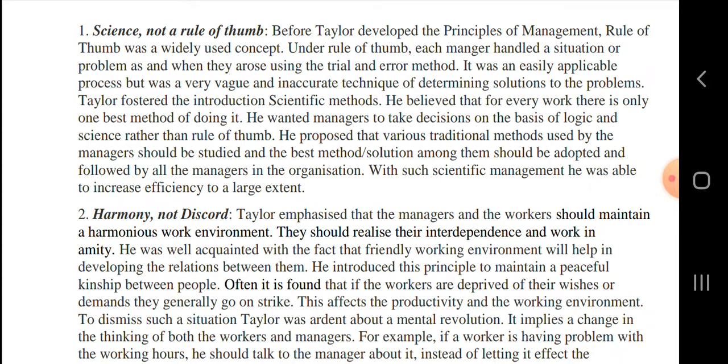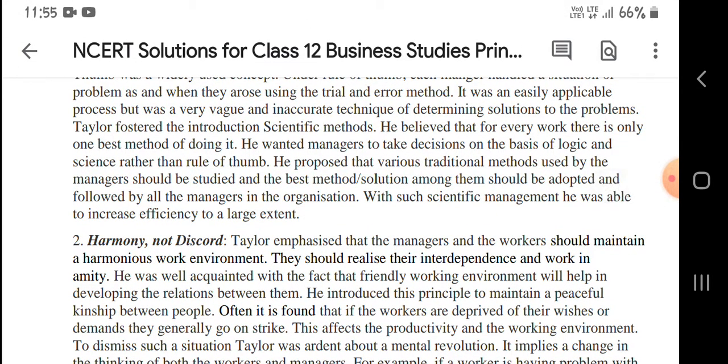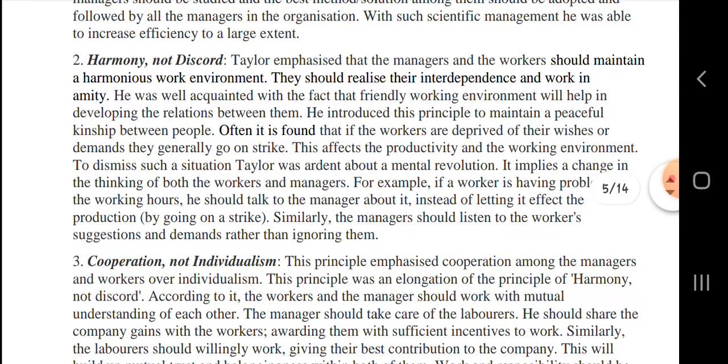Before Taylor developed the principles of management, rule of thumb was a widely used concept, and under rule of thumb, each manager handled a situation or problem as and when it arose using the trial and error method. It was an easily applicable process, but a very vague and inaccurate technique for determining solutions to problems. And harmony, not discord.